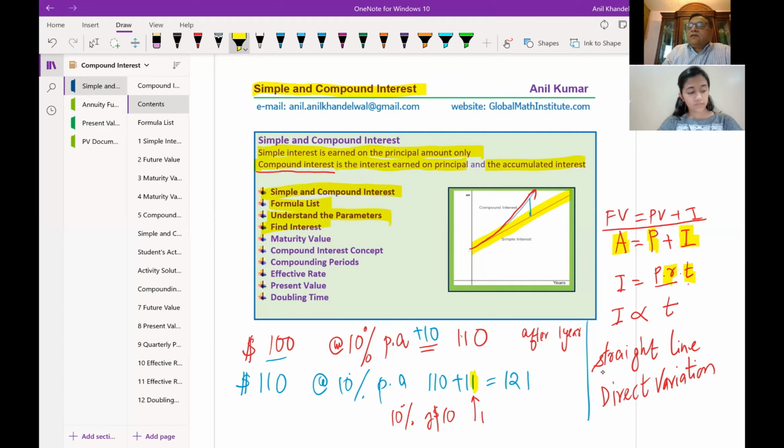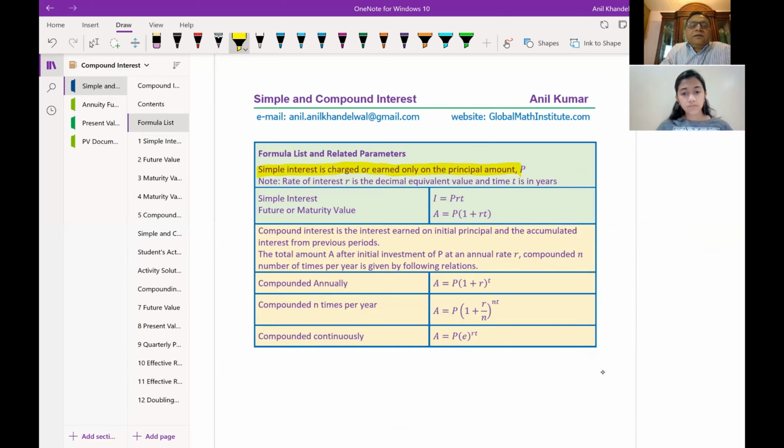Simple interest is charged or earned only on the principal amount P. So P is the amount which is invested, right? Note, rate of interest R is decimal equivalent value and T is always in years. You understand that? T is always in years. So simple interest formula is interest is PRT. R written in decimal value.